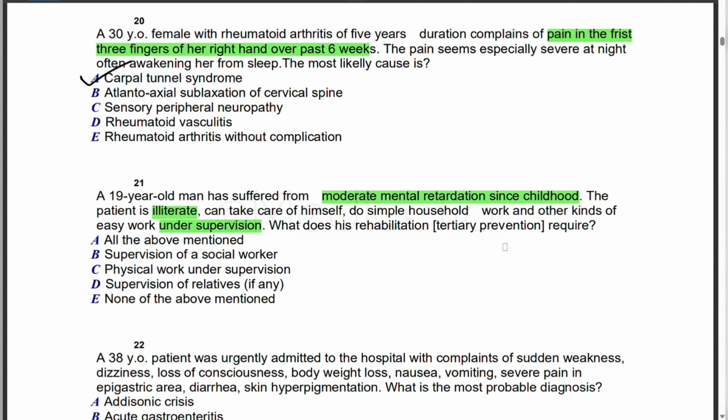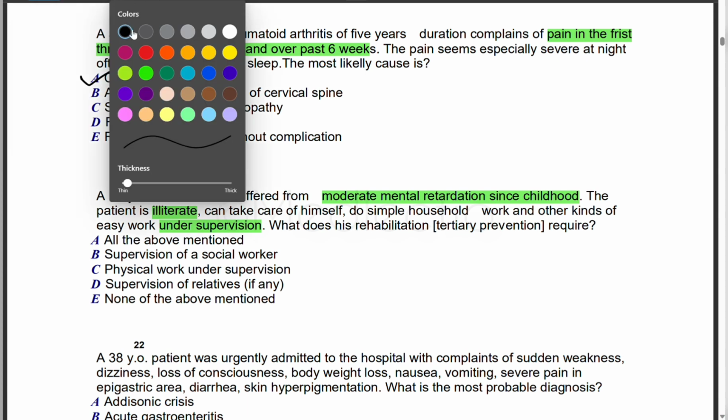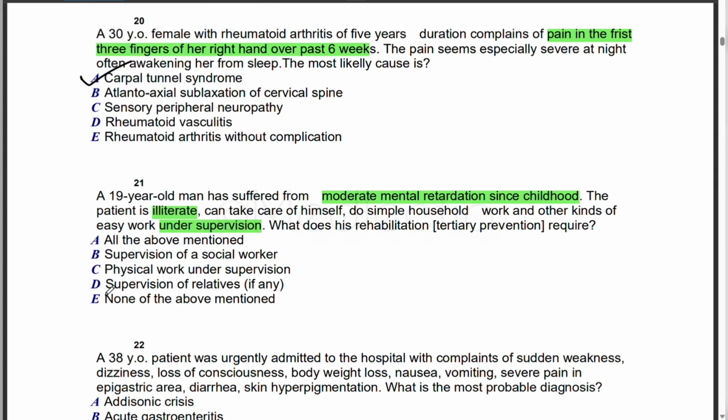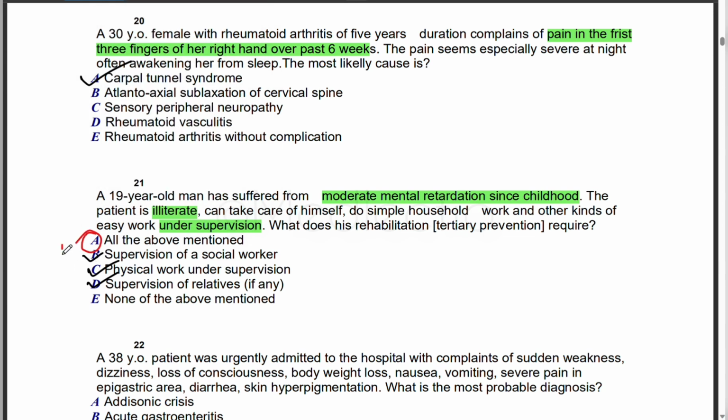When we say tertiary prevention, it is the disability modification. Okay, like how can we modify his lifestyle? We cannot modify the disease here. In tertiary prevention, we will try to modify his condition. So physical work under supervision is already mentioned. Supervision of relatives is needed at home, and also consultation of a social worker. So here the answer will be all of the above mentioned.